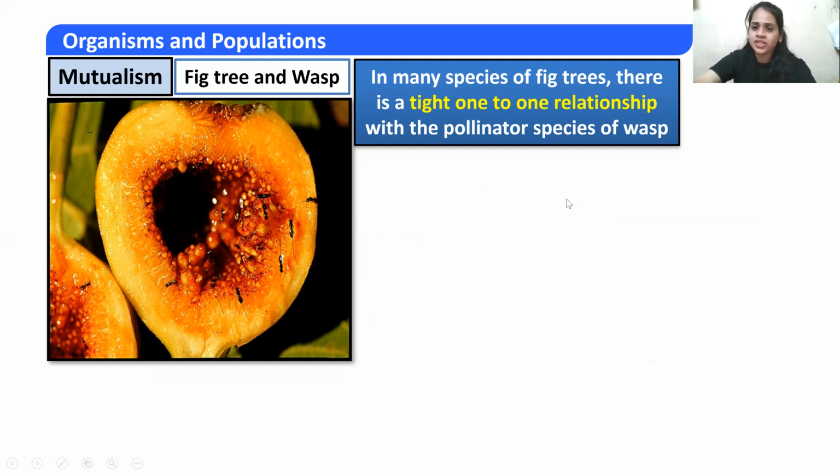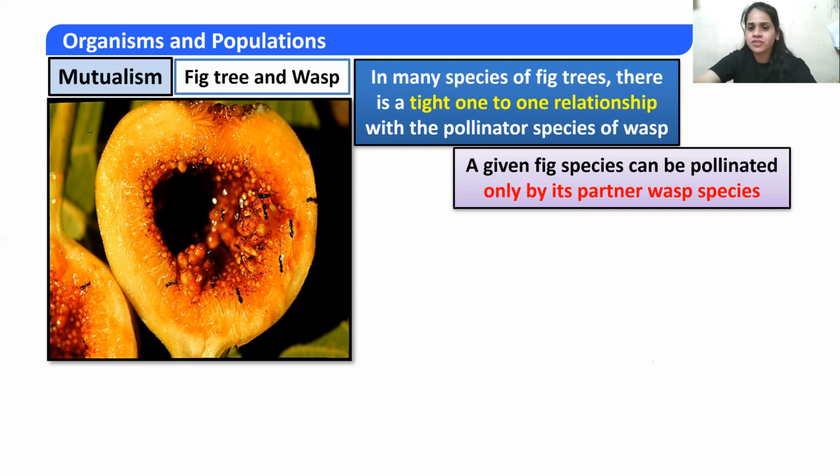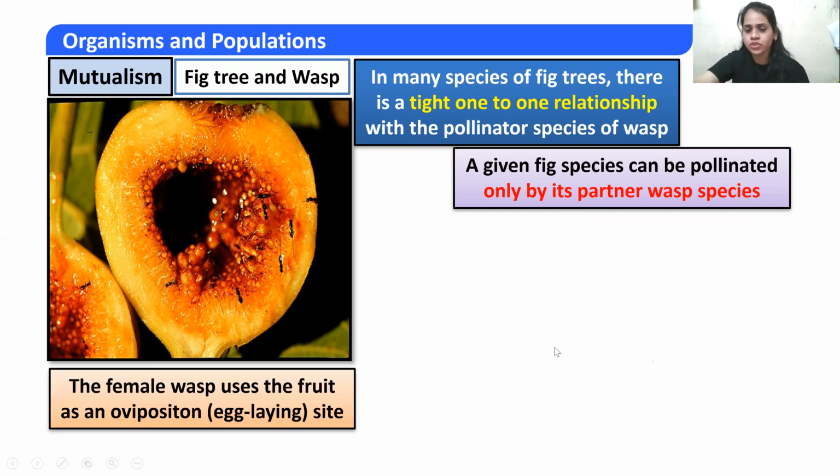So here there is a tree called fig tree. The pollinator name is wasp. A given fig species can be pollinated only by its partner wasp species. Okay, so it can be only pollinated by its partner wasp species.